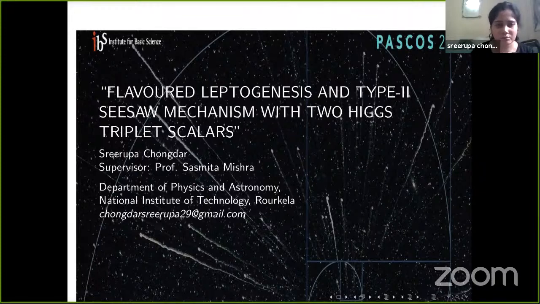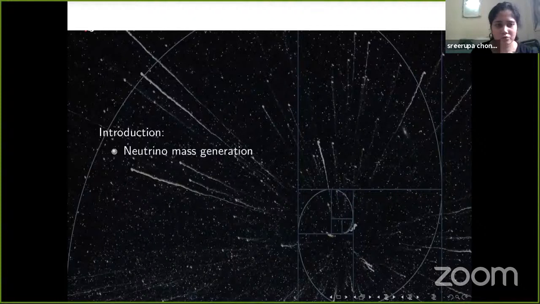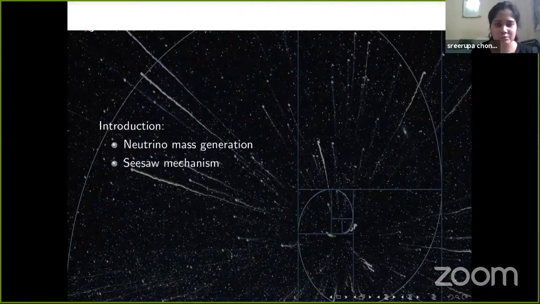It is evident from neutrino oscillation phenomena that neutrinos are not massless, rather they have very tiny mass that could not be explained by the standard model of particle physics. So we need a generic mechanism for explaining the mass generation of neutrinos beyond the standard model. Seesaw mechanism is such a generic mechanism, and here we have chosen seesaw mechanism of type 2, adding two triplet Higgs scalars in the standard model.